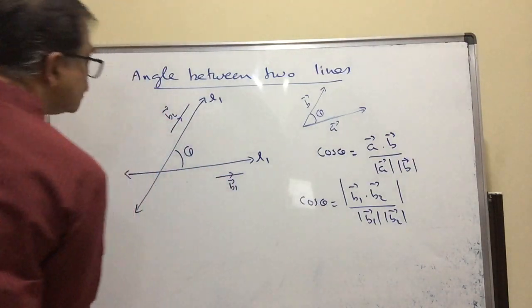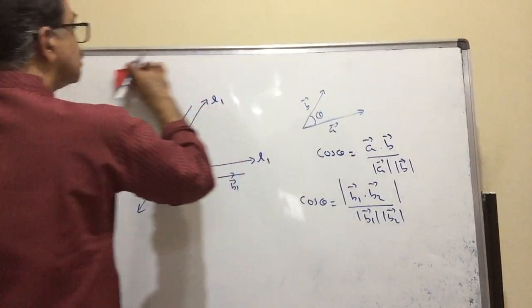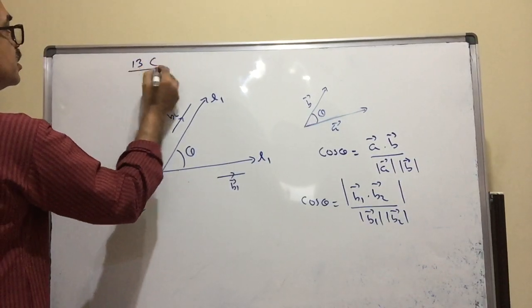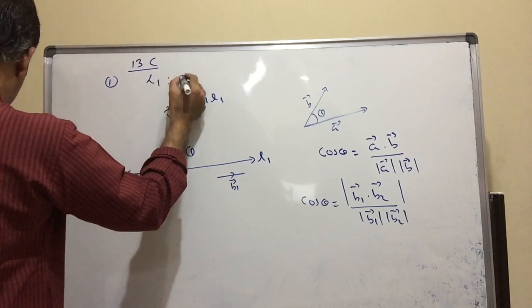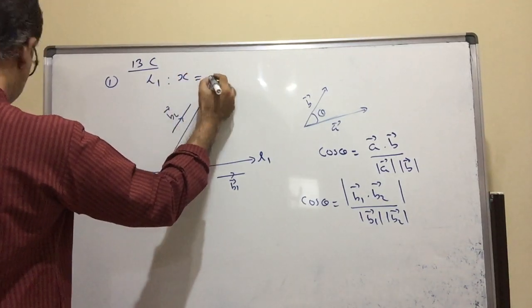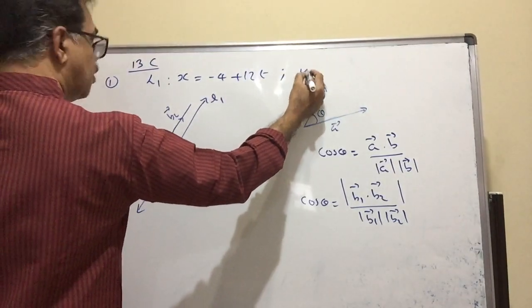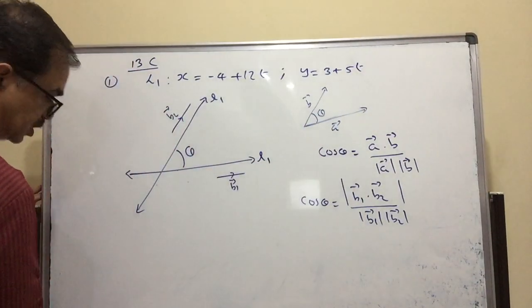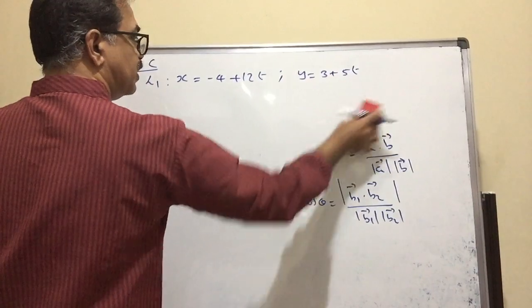So what we are going to do now is we'll do the exercise questions. So we are on exercise 13C. This is exercise 13C question number 1. And they have given me two lines here. L1 is x is equal to negative 4 plus 12t and y is equal to 3 plus 5t. That's the first line. And then there is a second line. I'm going to write that as well.